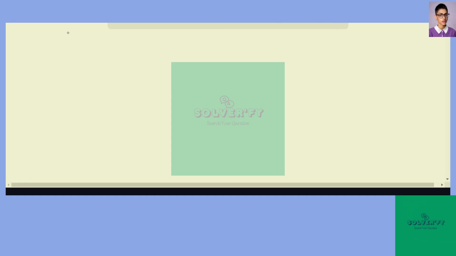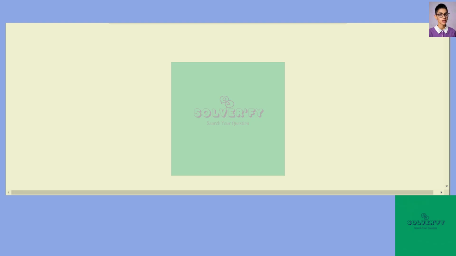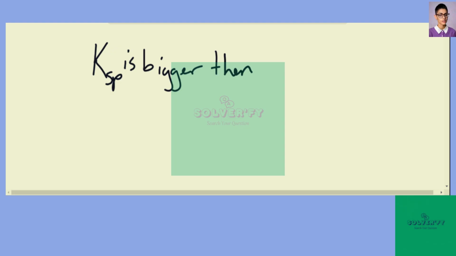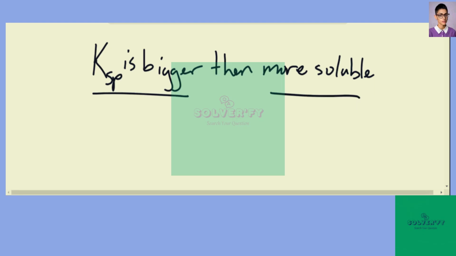In order to know if something is more soluble in water than another thing, we need to take a look at the KSP values. And what they will tell us is the bigger the KSP, the more soluble it is. So all you do is compare the KSPs, and whichever is bigger is more soluble.